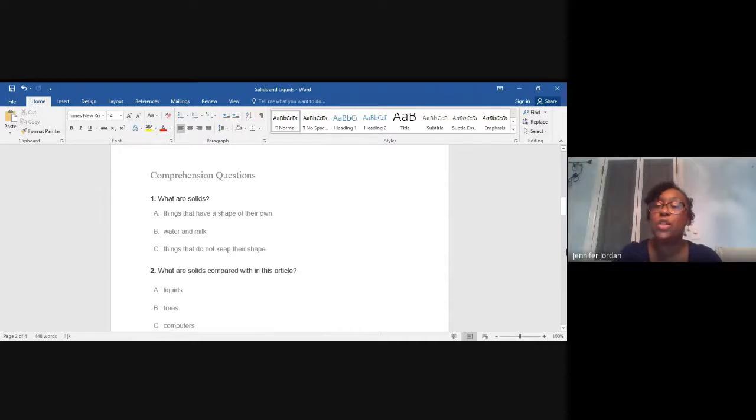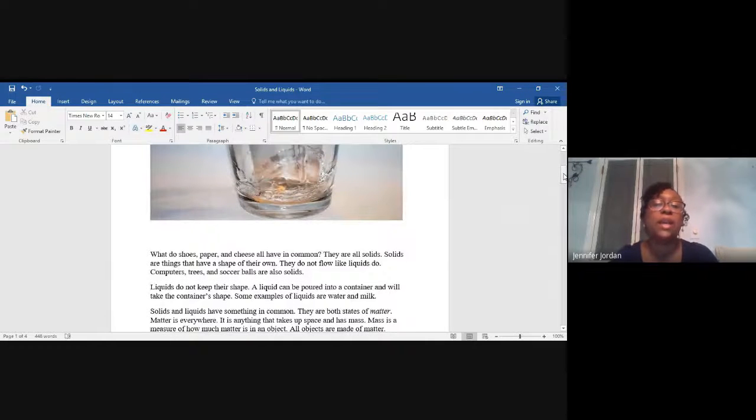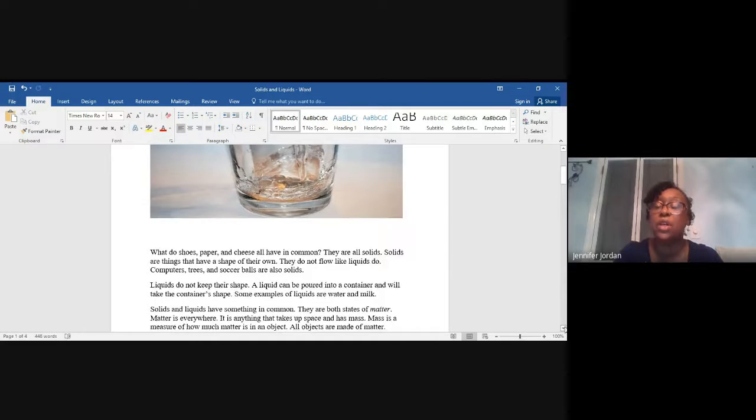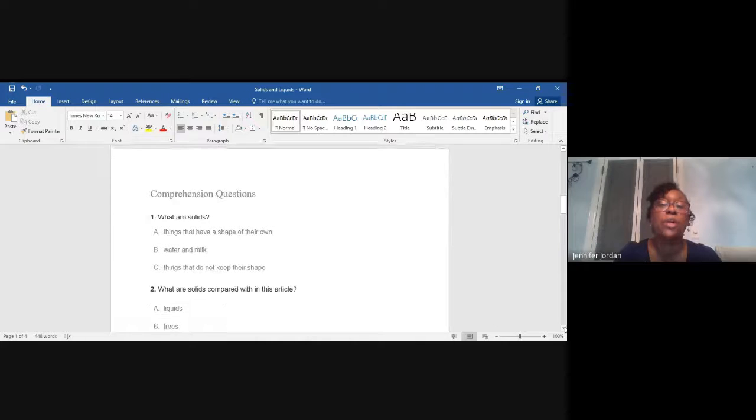So we're going to go back to our text. What are solids? Go up to the top, and it says, I'm going to read the first paragraph that could help us. What do shoes, paper, and cheese all have in common? They are solids. Solids are things that have a shape of their own. They do not flow like liquids. So we're going to go back to our question. And guys, you're doing a great job of following along with me.